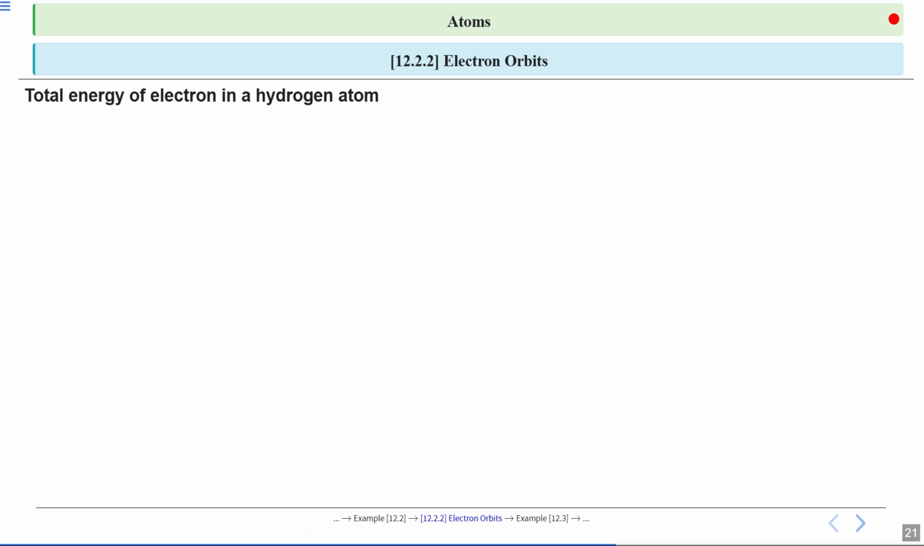Okay, so let's focus on the total energy of an electron in a hydrogen atom. This is a key concept in atomic physics, as it helps us understand why electrons stay bound to the nucleus. So now let's look at the statement. The total energy E of the electron in a hydrogen atom is the sum of its kinetic energy K and its potential energy U. Remember, kinetic energy is the energy due to the motion, and potential energy here comes from the electrostatic attraction between the electron and the nucleus.